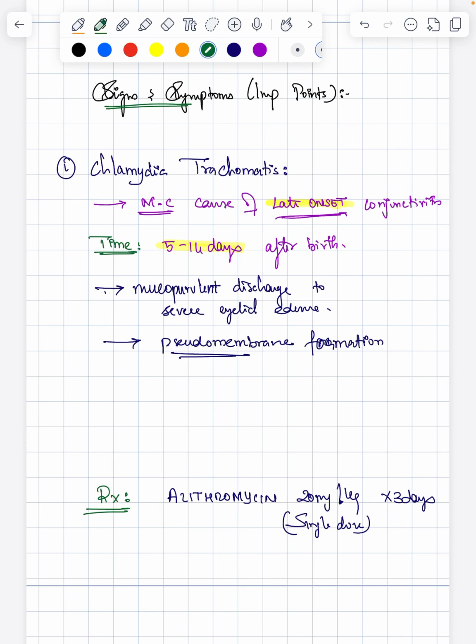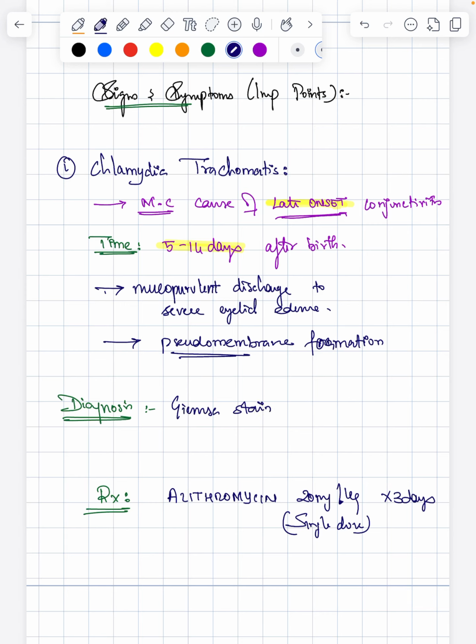Another thing is, how do you diagnose this? Diagnosis is by scraping the epithelial cells from the tarsal side of the conjunctiva. You take the sample from the tarsal side of the conjunctiva, then do a Giemsa stain, in which you can see an intracytoplasmic inclusion, which is specific for Chlamydia trachomatis.